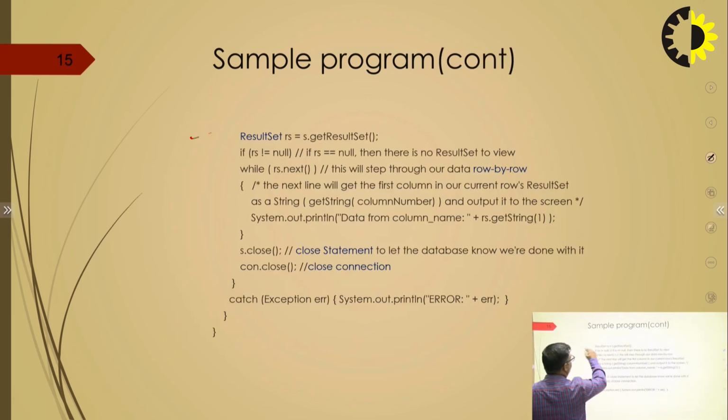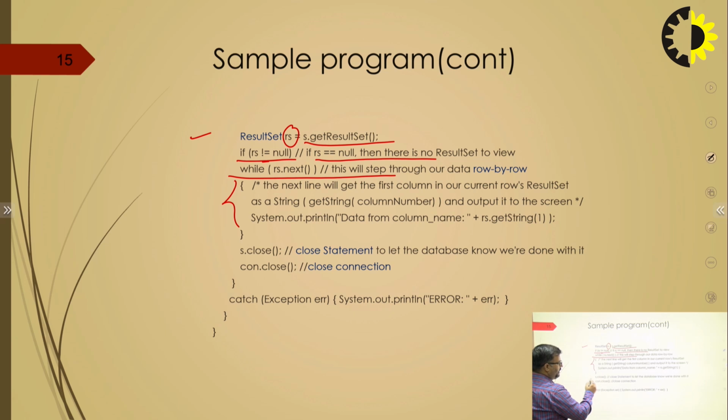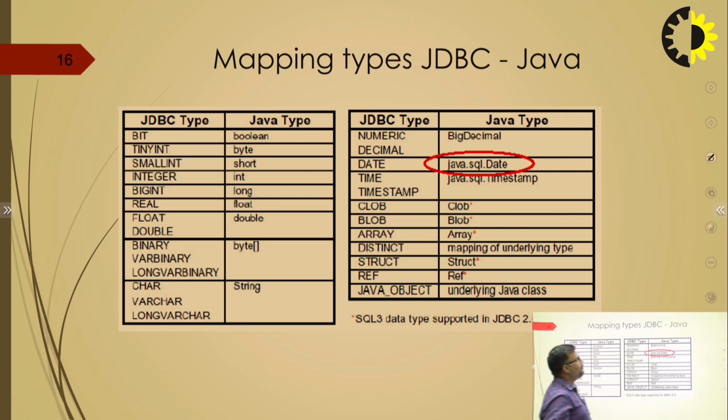Next set the ResultSet, use the object, then set the result does not equal null, then we will create the if r equals null, then there is no result to view, then use the while statement and execute, then close the connection, close the statement and close the connection, and now finally catch the exception errors.